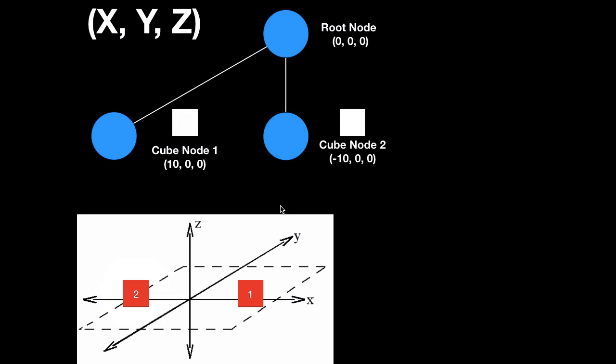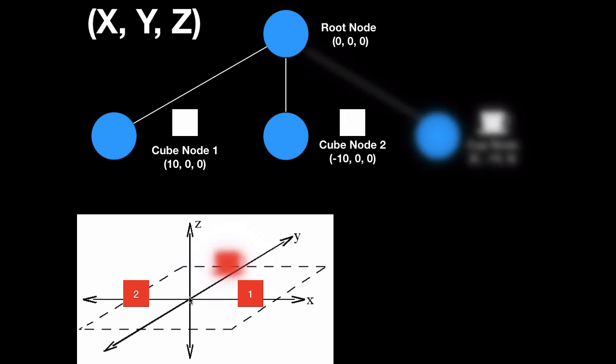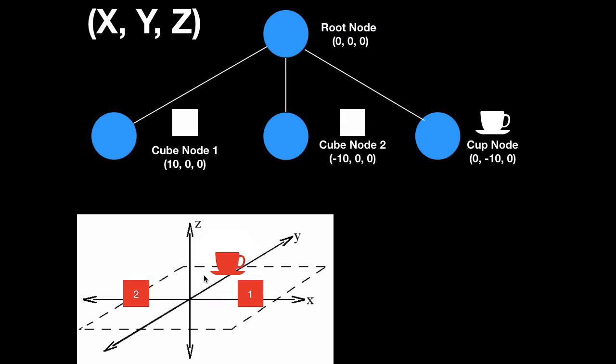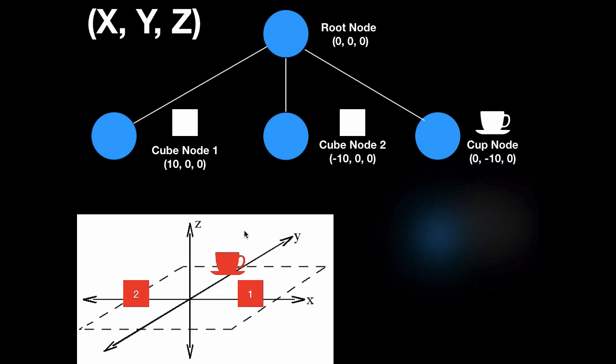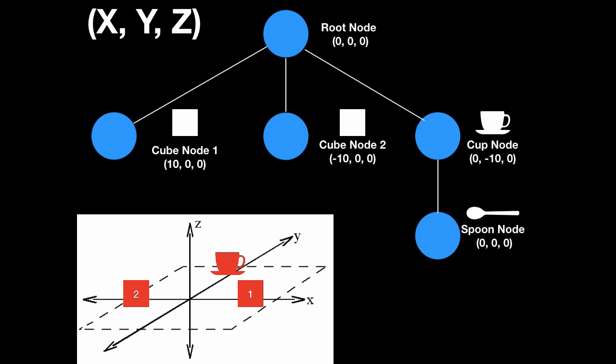Now we go on to add our second cube, this time at minus 10 in relation to the root node, and it gets placed at minus 10 on our plane. Remembering the root node is at the center here. Next up, we place a cup object, and this is at minus 10 on the Y plane. Now we place a spoon node as a child of our cup object node at position 0, 0, 0.